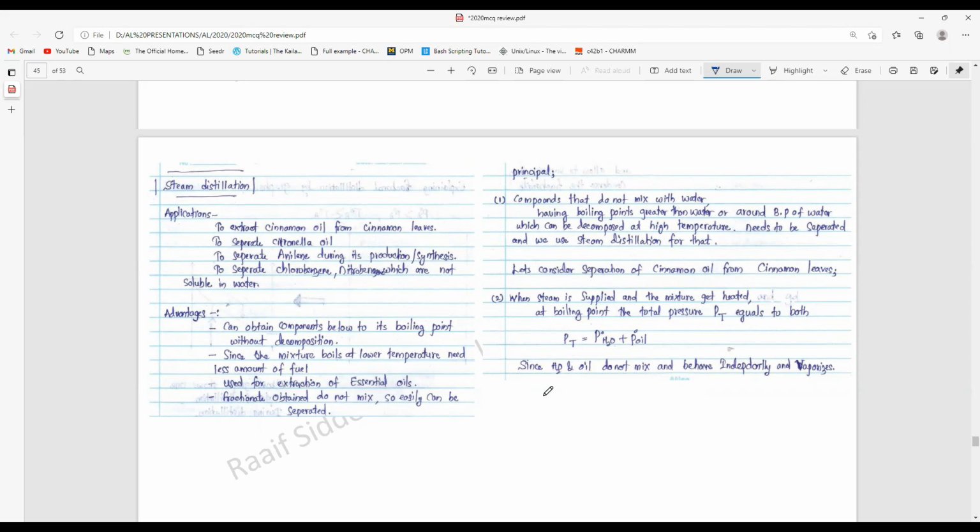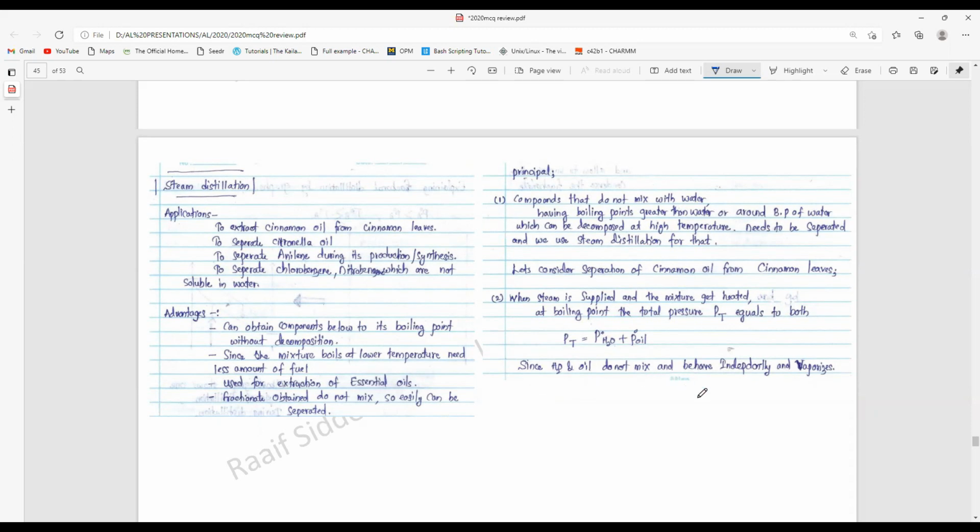You see? So now what will happen is, this boiling point will be lower than water or even lower than the oil. So that is the major advantage and the concept behind steam distillation. Okay. So this is the idea.